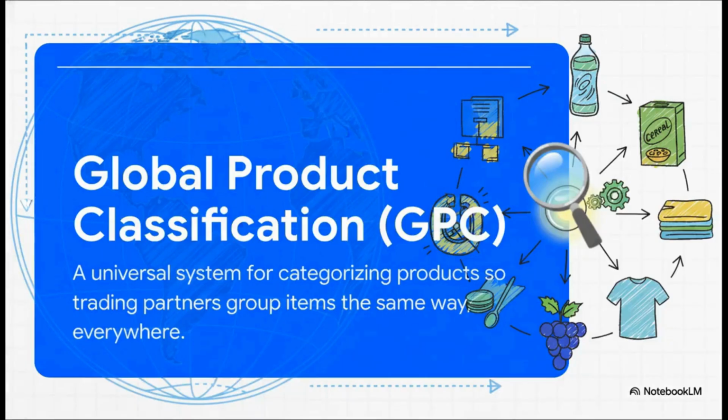And finally, there's Global Product Classification, or GPC. The best way to think of this is like a universal filing system for every product in the world. It makes sure that when you classify a product as, say, a carbonated soft drink, your trading partner on the other side of the world understands that category in exactly the same way. Everyone is sorting their products onto the same digital shelf.